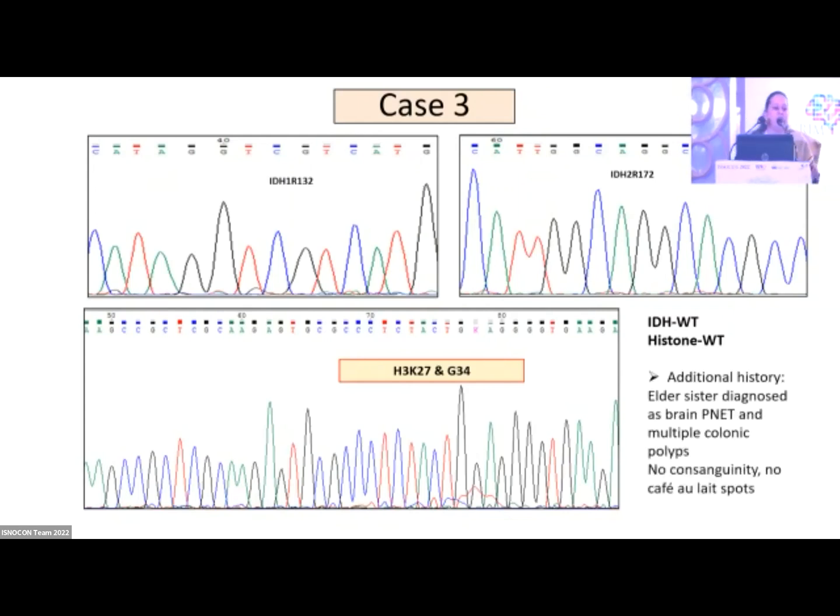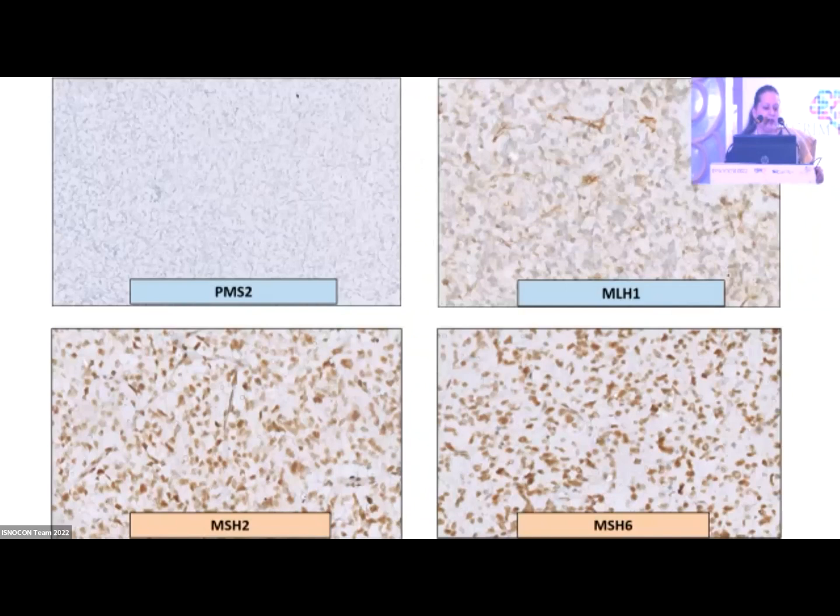So, meanwhile, we got some additional history. The patient's elder sister was diagnosed as a brain PNET with multiple colonic polyps. There was no history of consanguinity, no café-au-lait spots, but with this history, we went ahead with the next panel of markers, which was for the IHC 4 MMR proteins. And yes, PMS2 and MLH1 showed complete negativity in the tumor as well as native cells, while MSH2 and MSH6 was retained. So this was a CMMRD associated glioblastoma.